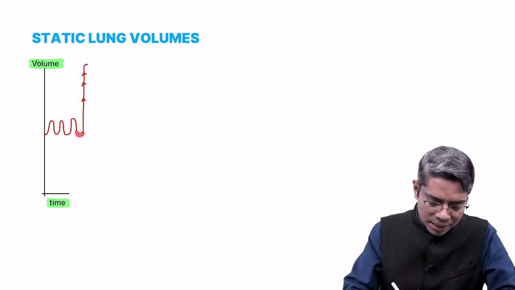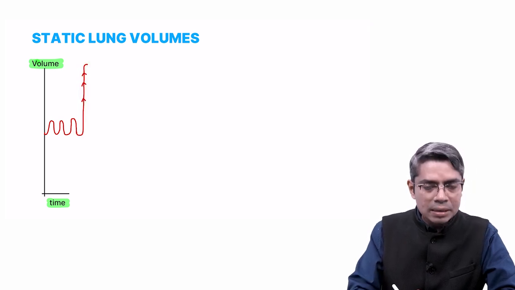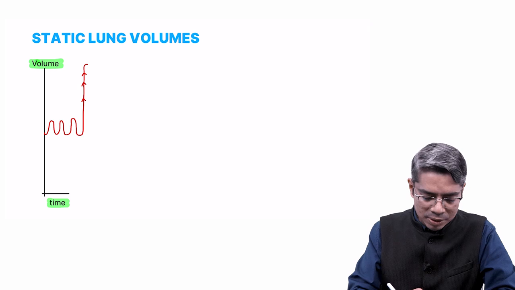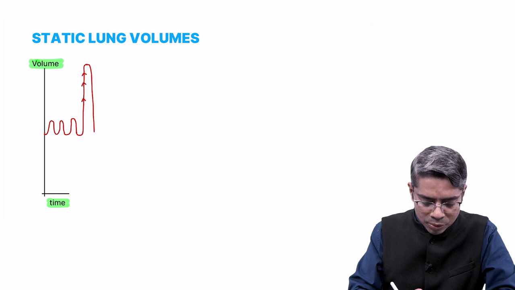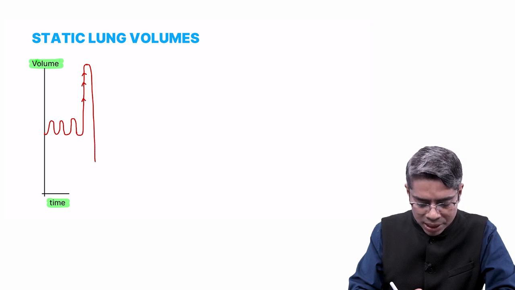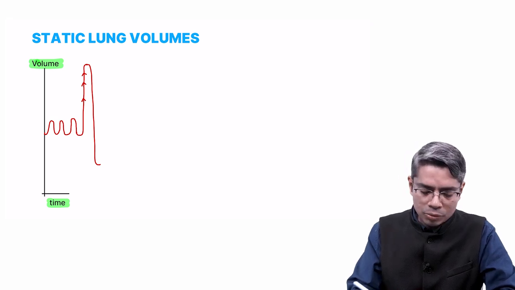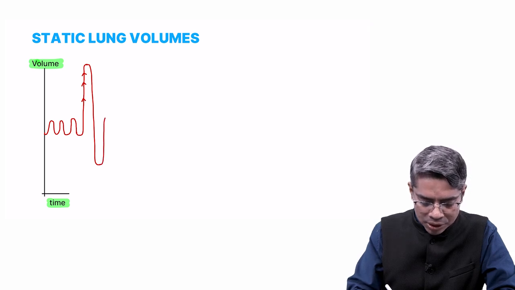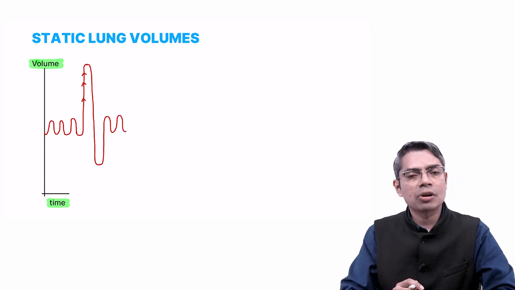So after taking a deep inspiration, now you ask the subject to take a deep expiration, a full expiration or maximum expiration. Whenever the person does the forceful expiration, the curve will move in the downward direction like this, and then he will not be able to expire forcefully any more. So what will happen? After that, you ask the subject to return to normal breathing. So again he will return and take a few normal breaths, and then you stop the maneuver.